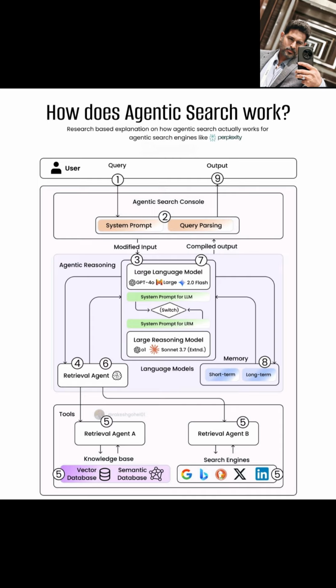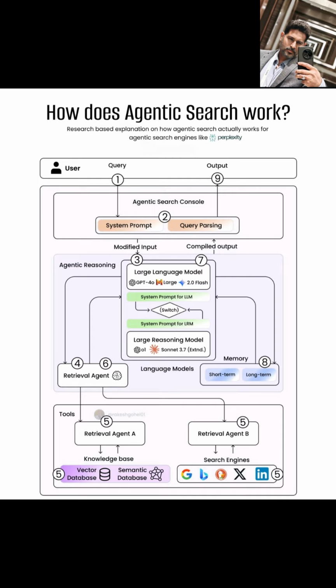However, it doesn't just blindly search. It uses a large reasoning model, LRM, like Sonnet, to strategically decide how to find the best information. There might even be a switching mechanism to choose the most appropriate reasoning model for the task. The LRM generates prompts that guide the retrieval agent.